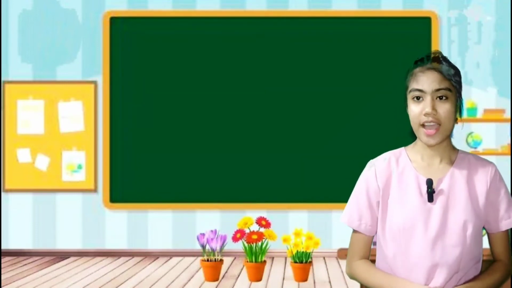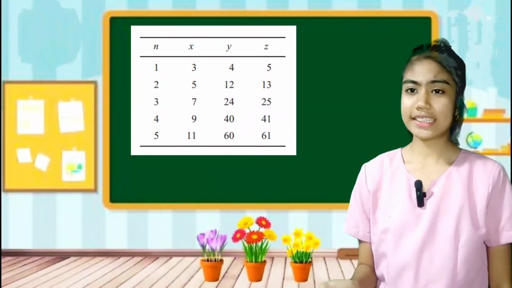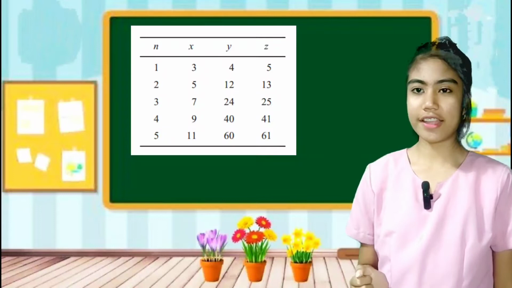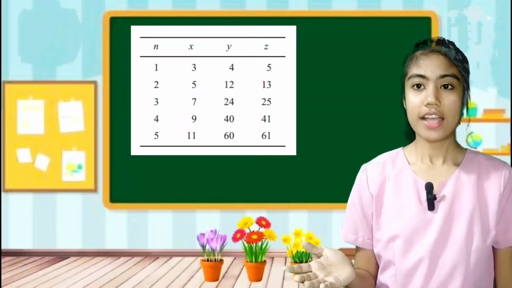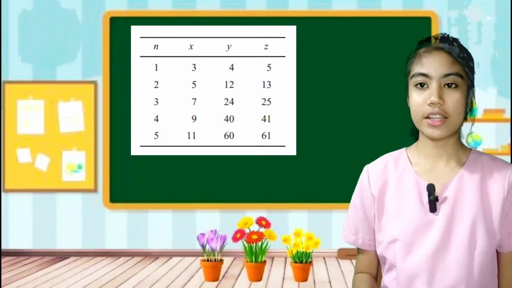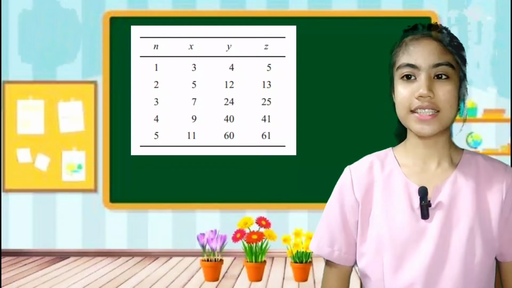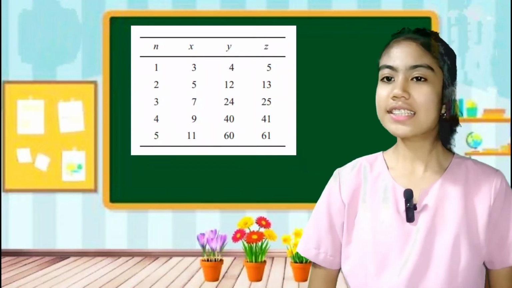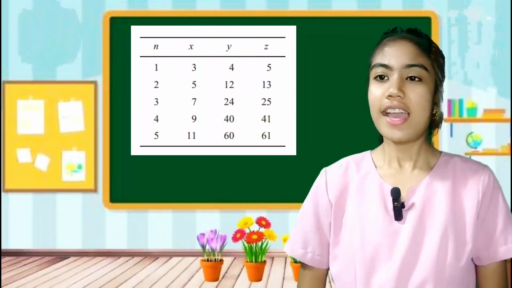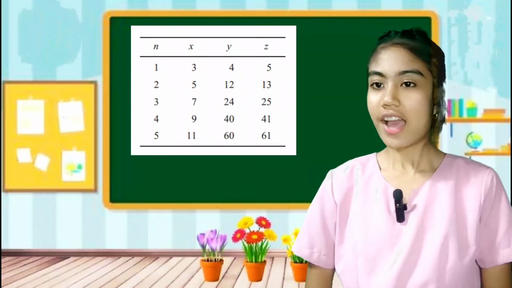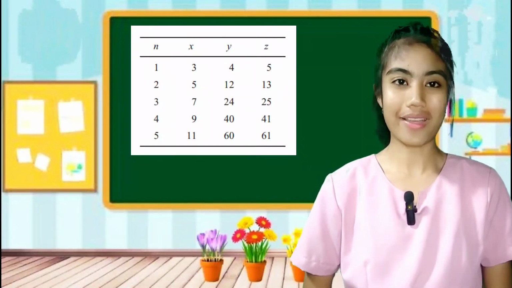As you can see, n is 1, 2, 3, 4, 5; x is 3, 5, 7, 9, 11; y is 4, 12, 24, 40, 60; z is 5, 13, 25, 41, and 61. As one sees, Pythagoras' solution has the special feature of producing right triangles having the characteristic that the hypotenuse exceeds the larger leg by 1.